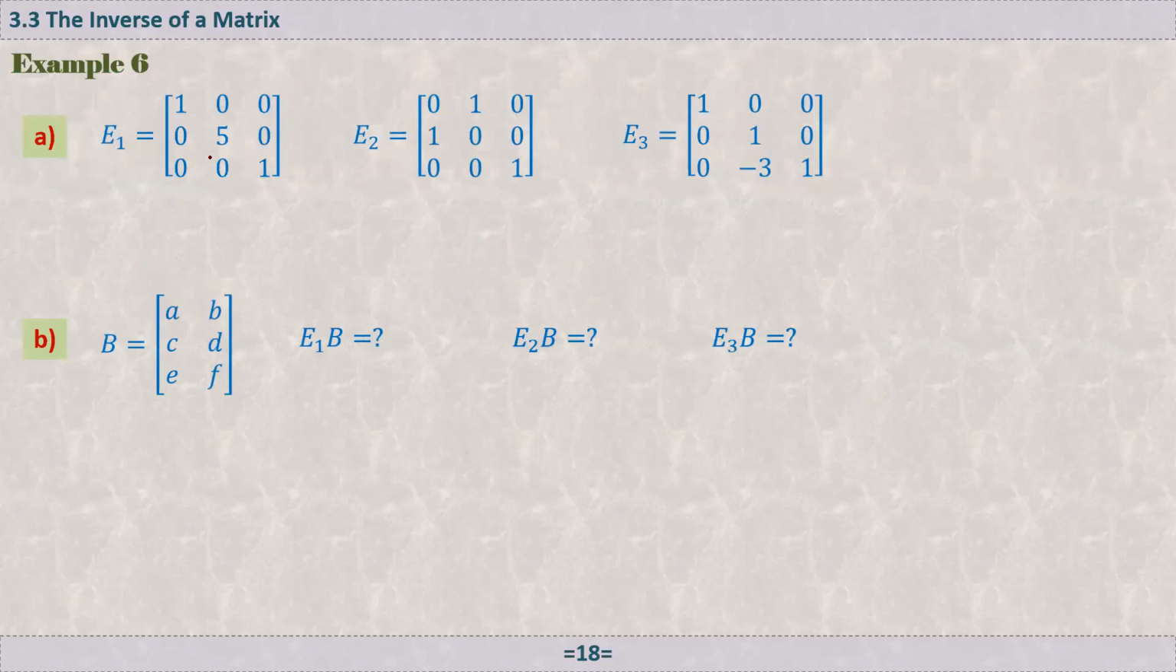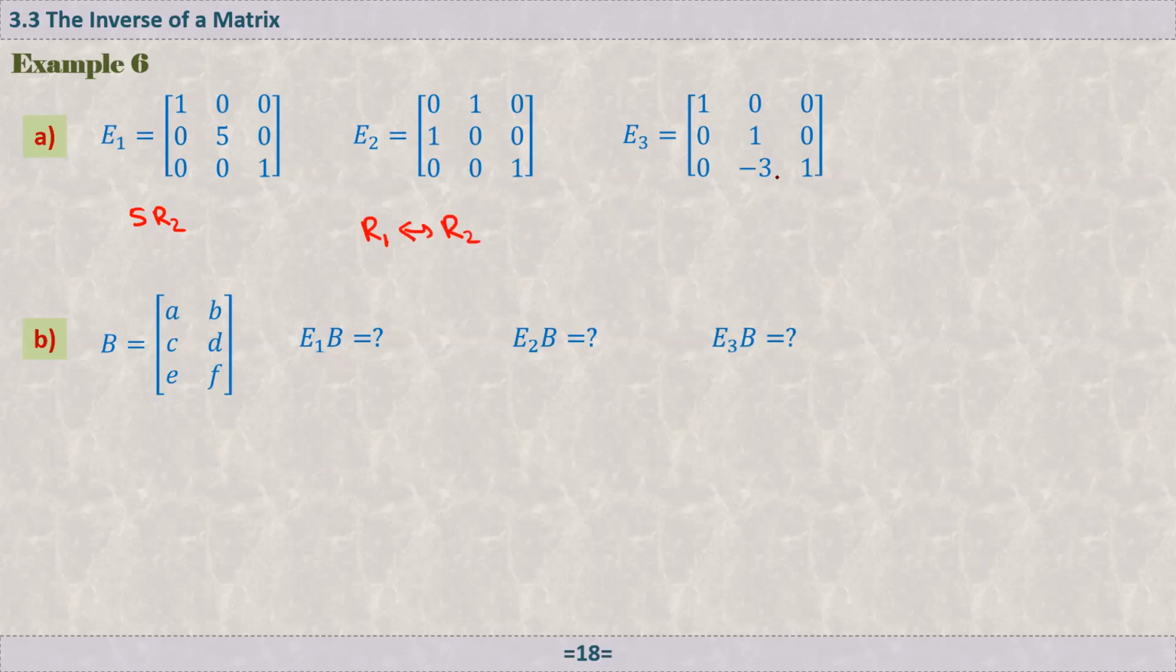Example. These are the examples for elementary matrices. For example, this E1. How did we obtain this from I3? We multiplied the second row by 5, 5 times R2. And how about this one? This one should be here in the identity. If I interchange, for example, the first row and the second row, we will get the identity matrix. Then how did we obtain this elementary matrix? By interchanging the first row with the second row.